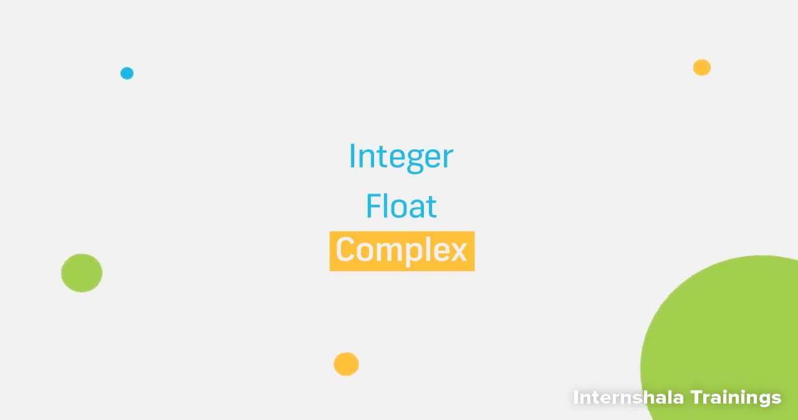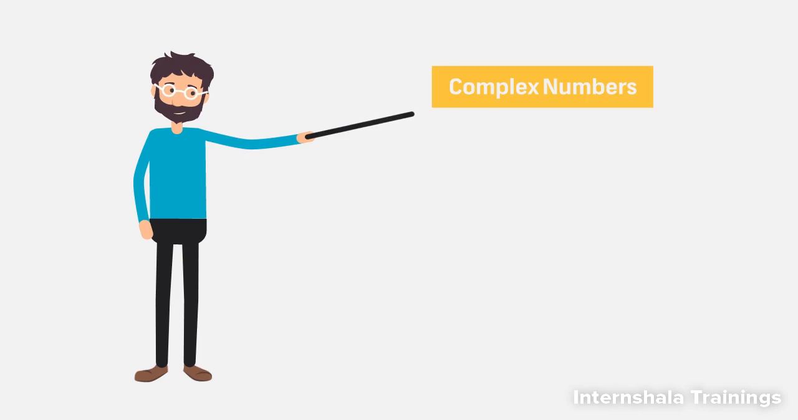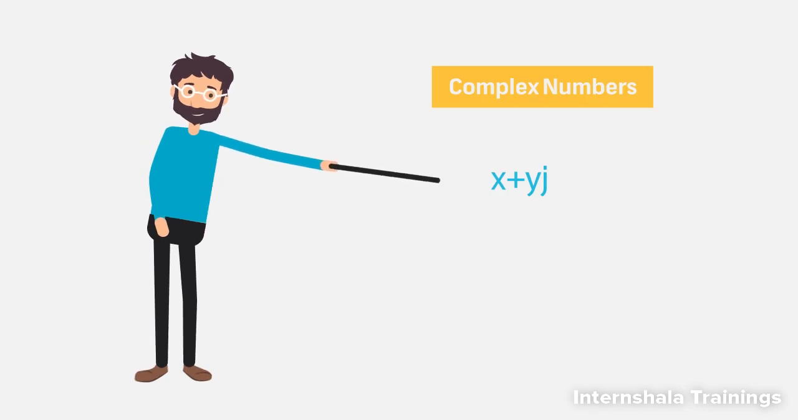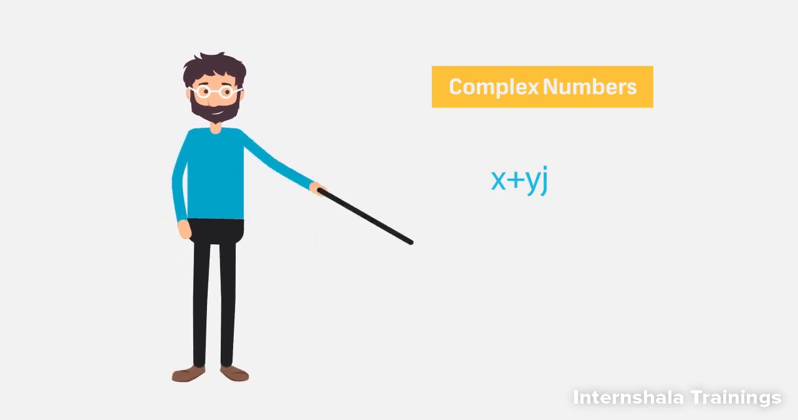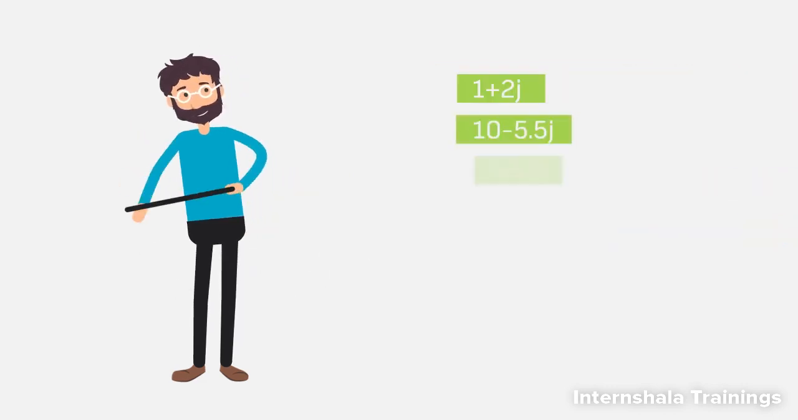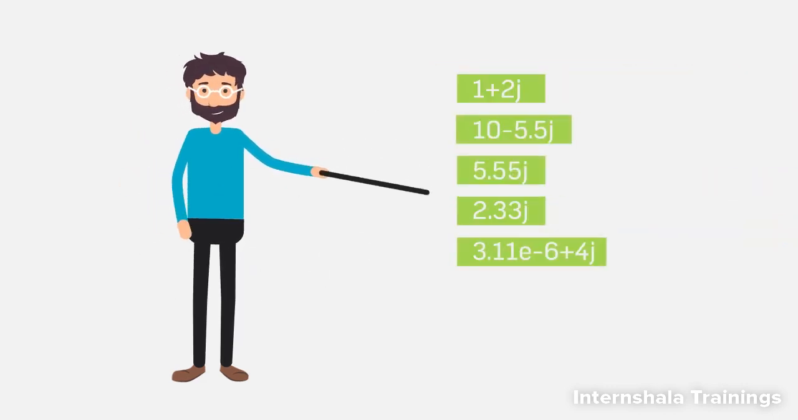The third type of numeric data type, complex, represents complex numbers. A complex number is represented as x plus yj, where both x and y are real numbers and j represents the positive square root of minus 1. Some examples of complex numbers are displayed here.